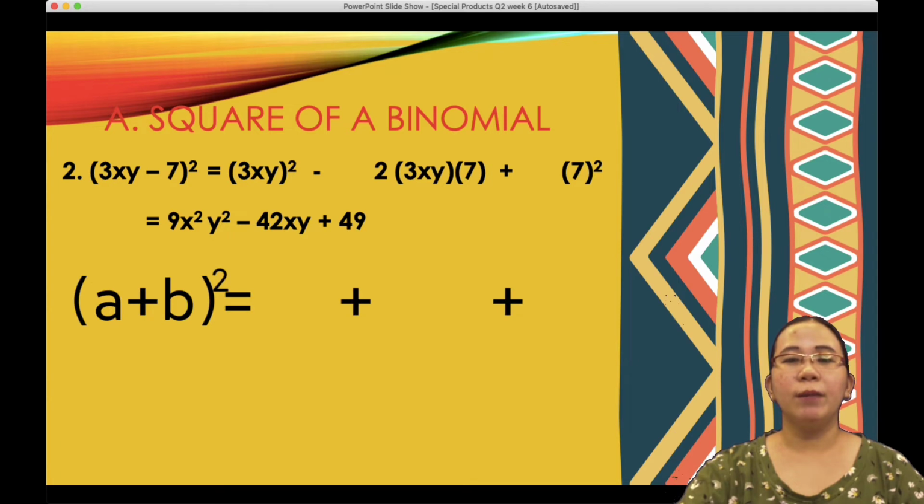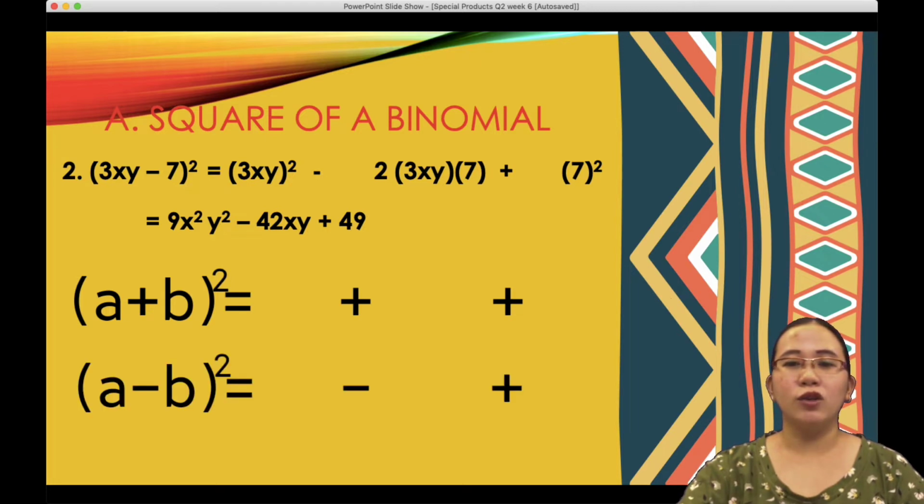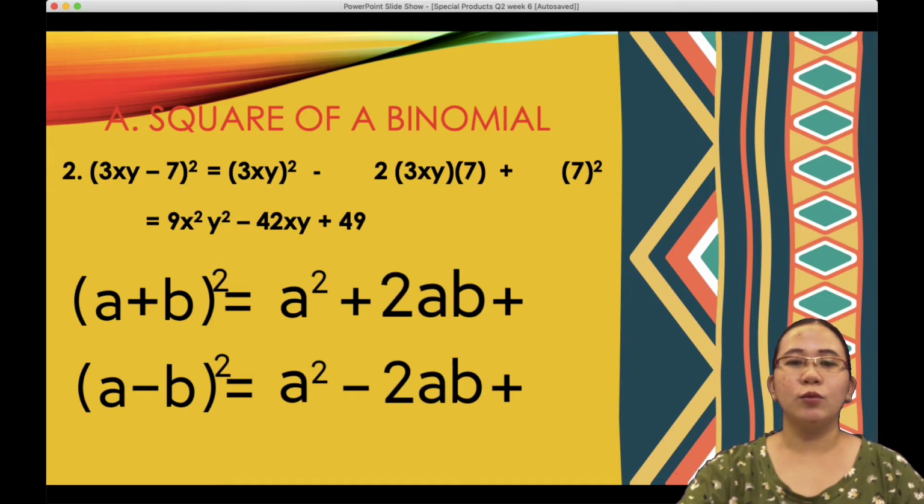Para mas madali kayo at hindi malito sa sign, ang gawin nyo is itong method na ito. Kapag ang square ng binomial ay addition, 2 plus na ang ilagay nyo agad. Kapag naman subtraction ang nakasquare, ay negative yung una, then yung pangalawa, plus na. Then i-apply na natin yung steps na i-square yung first term. Second, imumultiply lagi sa 2 yung first and last term para makuha ang middle term. Lastly, i-square na yung last term.